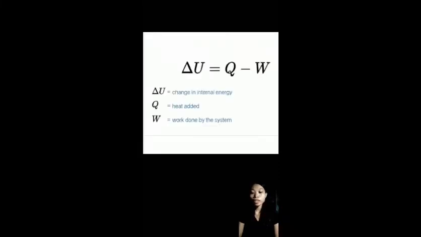On the first law of thermodynamics, there's an equation for that, which is delta U is equal to Q minus W, where delta U is the change of internal energy, and Q is the net heat transfer, or the sum of all heat transfer into and out of the system. And last is W, the net work done, or the sum of all work done on or by the system.